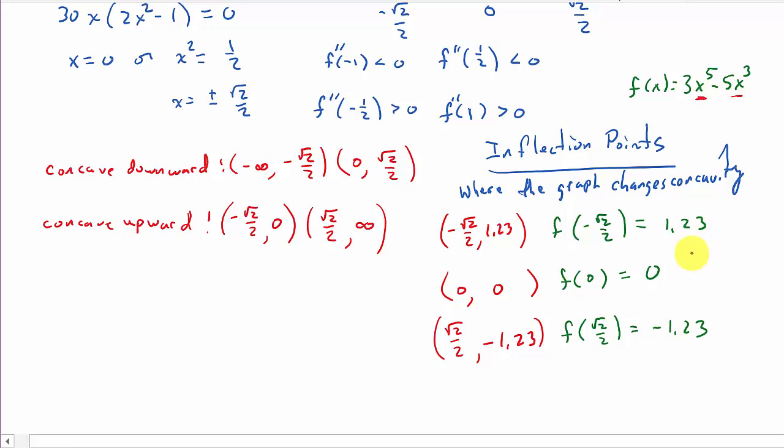All right, so now we found everything. We've got increasing, decreasing, local max, min, concavity, and points of inflection. So now we need all this information in red, and we're going to use that to sketch our graph. So I'm going to get rid of everything else except for the stuff in red, and we'll sketch the graph, and I'll pause while I do that.